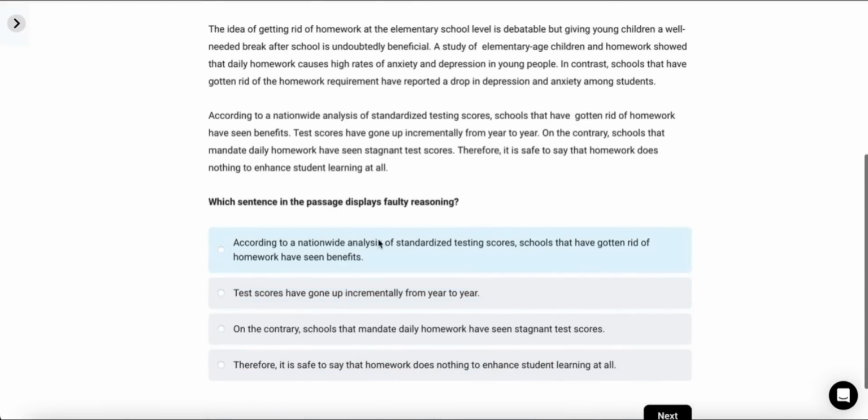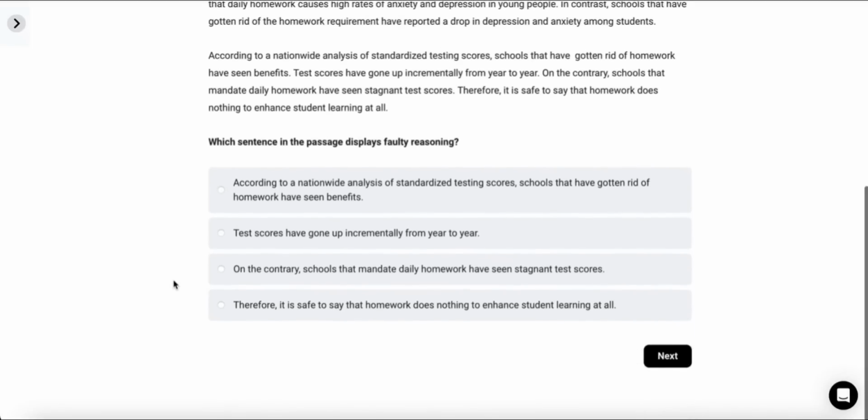Which sentence in the passage displays faulty reasoning? According to a nationwide analysis of standardized test scores, schools that have gotten rid of homework have seen benefits. Test scores have gone up incrementally from year to year. On the contrary, schools that mandate daily homework have seen stagnant test scores. Therefore, it is safe to say that homework does nothing to enhance student learning at all.